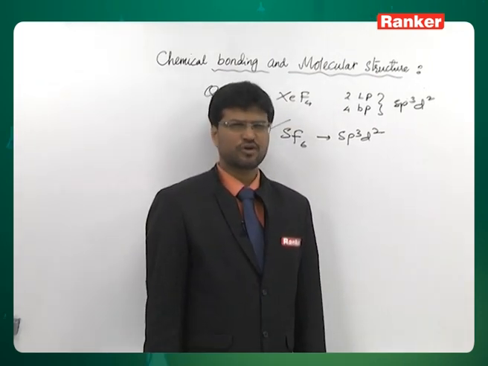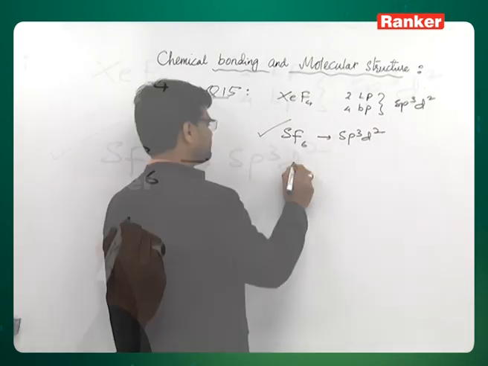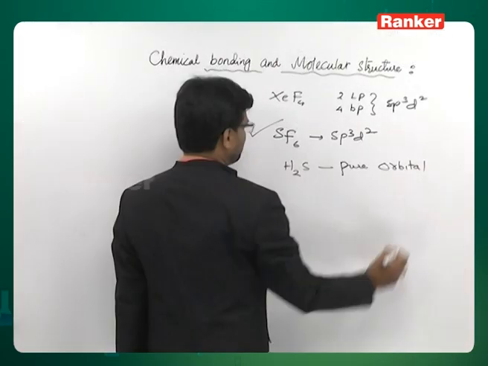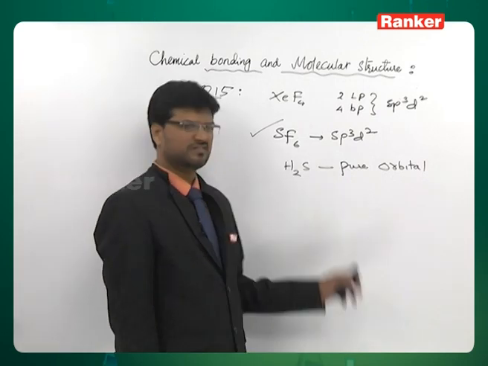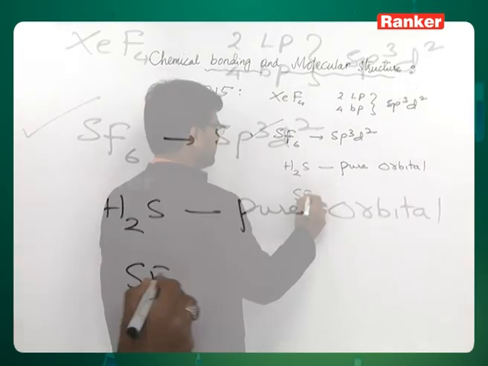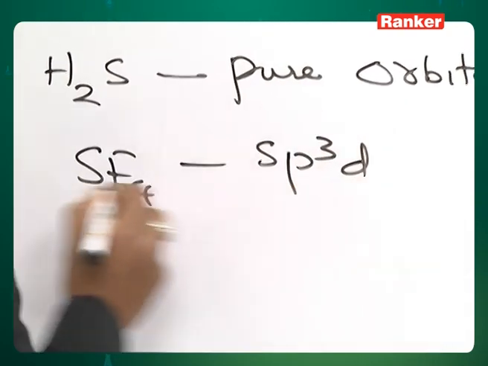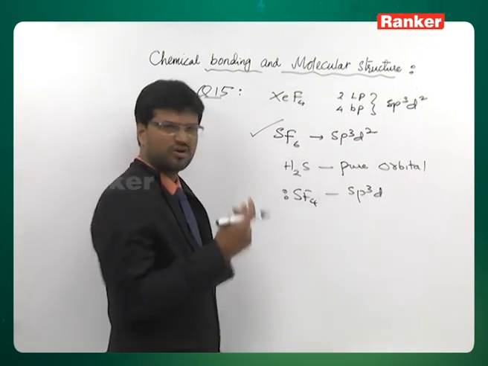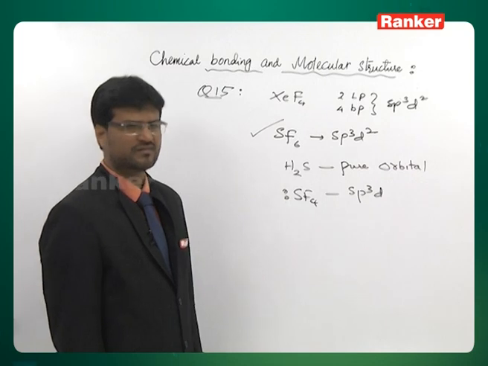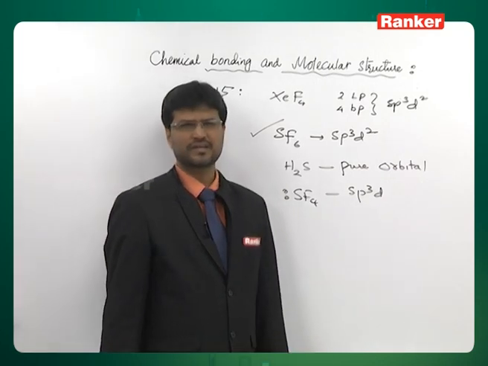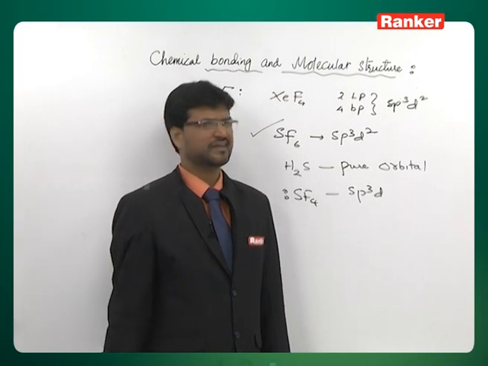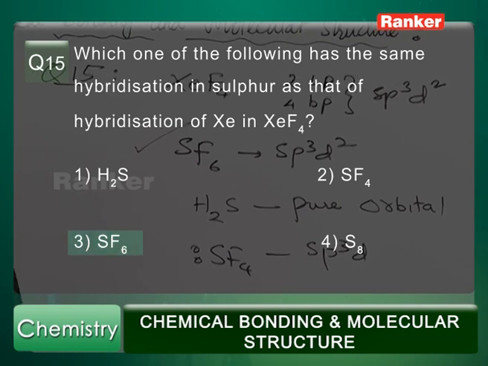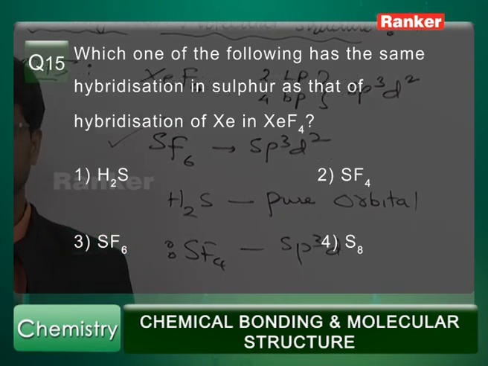In H2S, pure orbitals of sulfur are involved in bonding. So, H2S is not the answer. In SF4, the hybridization is sp3d because it has got one lone pair and four bond pairs, and S8 is ruled out obviously because each sulfur is bonded to two other sulfur atoms. So, there need not be any hybridization. If at all it is there, it can be taken as sp3 hybridization. So, the correct answer is third option, SF6. SF6 and XeF4 both have sp3d2 hybridization.